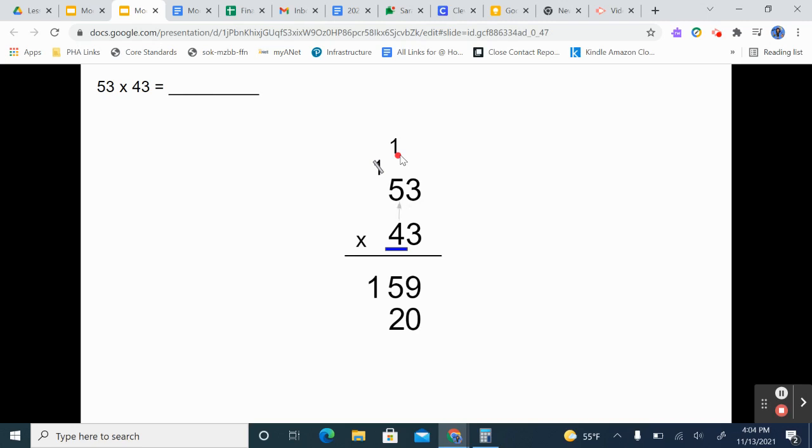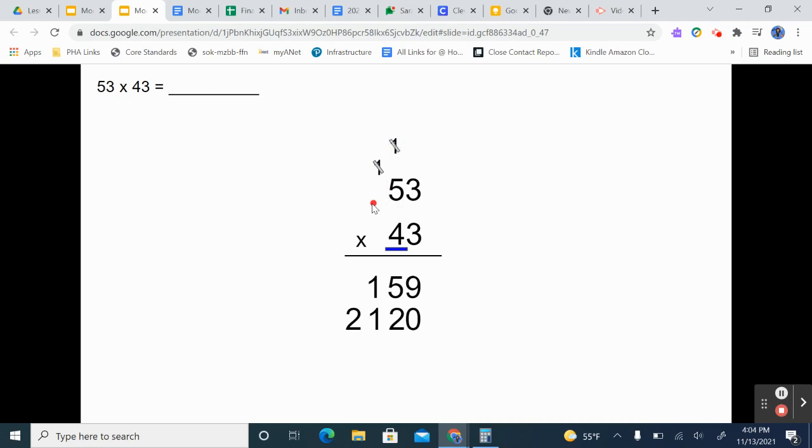Now we can multiply 4 times 5 since the 5 is in the tens place. 4 times 5 is 20, plus the 1 we regrouped is 21. So we'll place the 1 in the hundreds and put the 2 in the thousands since there's no other numbers that we're going to be multiplying.